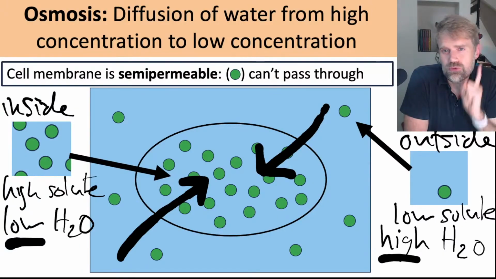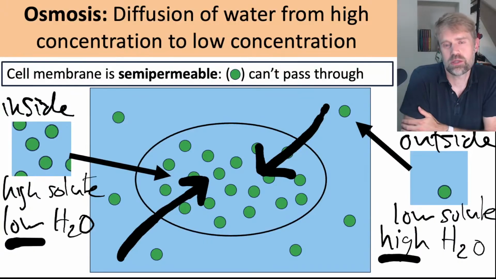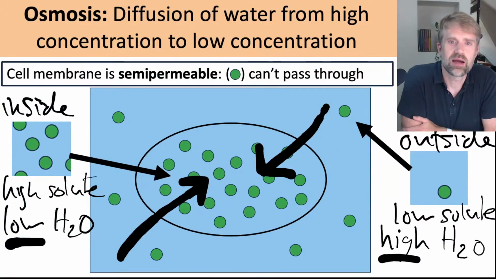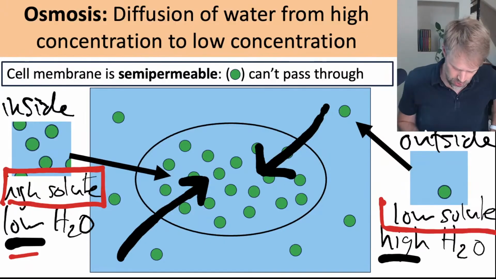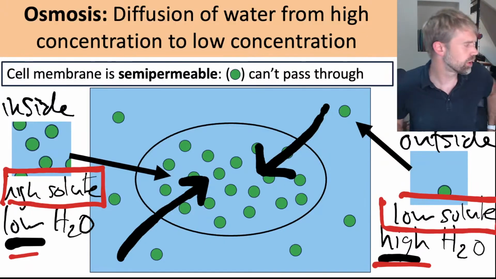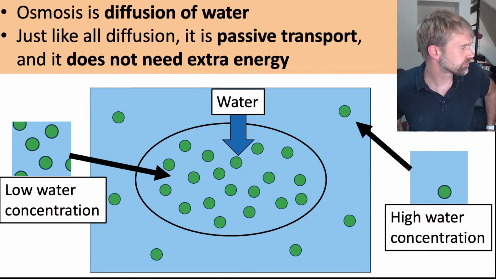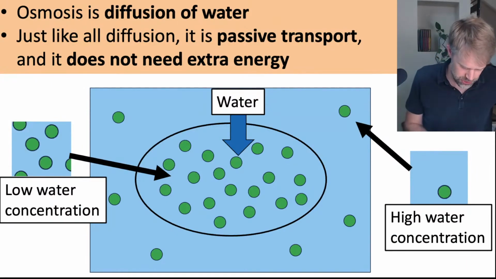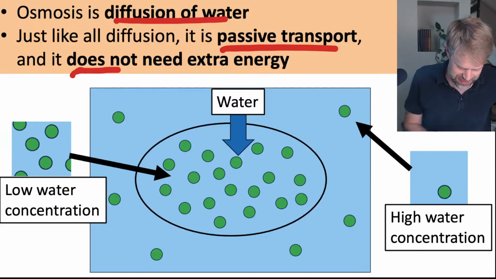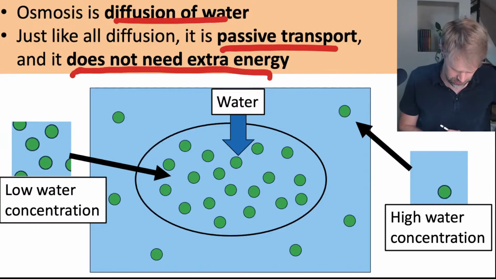So this is diffusion of water. It is moving from high water concentration to low water concentration. And that means that if you have a high solute concentration, you're going to have a low water concentration. If you have a low solute concentration, you're going to have a high water concentration. As I said here, osmosis is just diffusion of water. Like all diffusion, it is passive transport and it does not need extra energy.